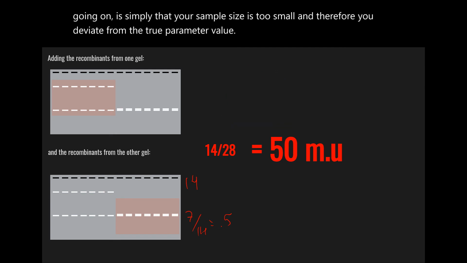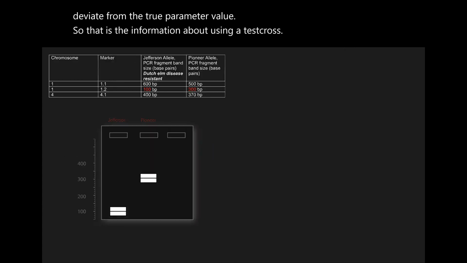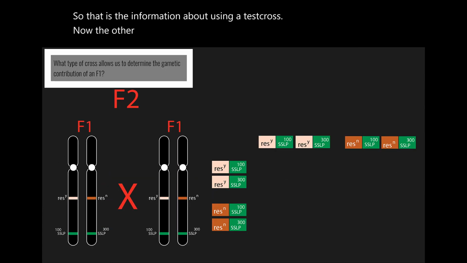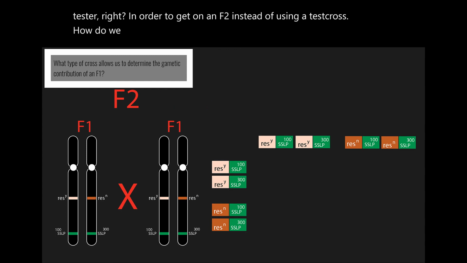Okay, so that is the information about using a test cross. Now the other part is, how do we do it with an F1 versus F1 instead of a tester, in order to get an F2 instead of using a test cross? How do we extract the values? How do we extract the patterns?